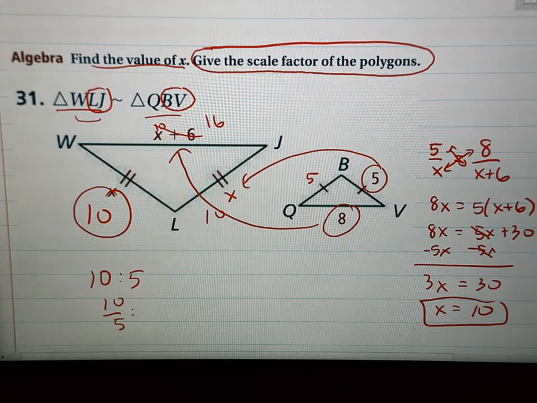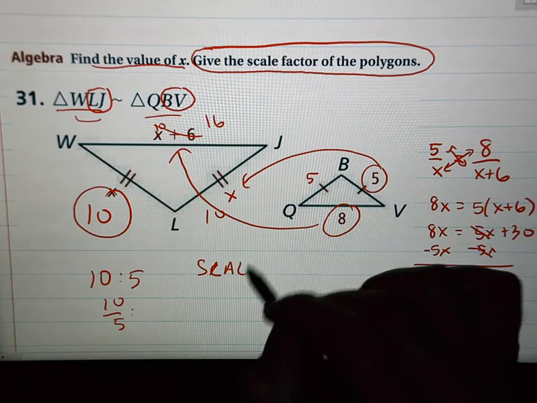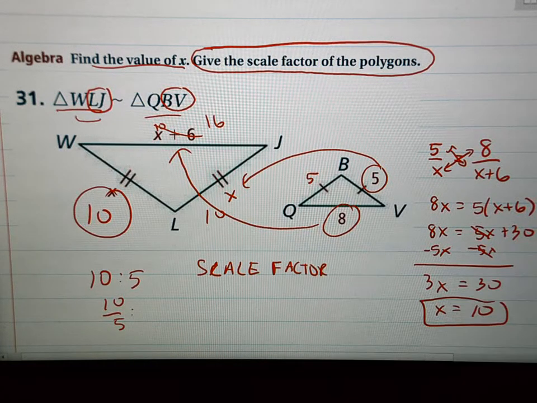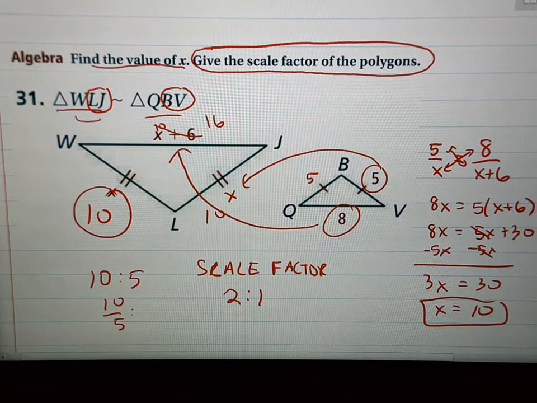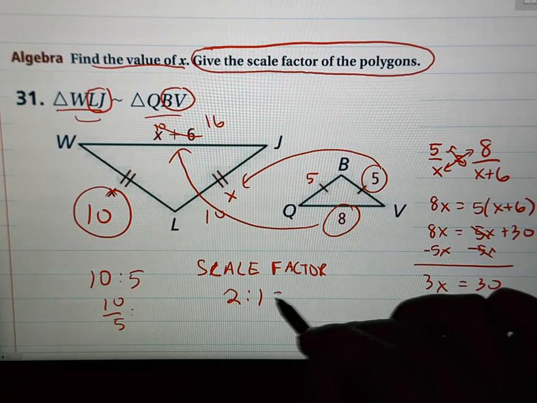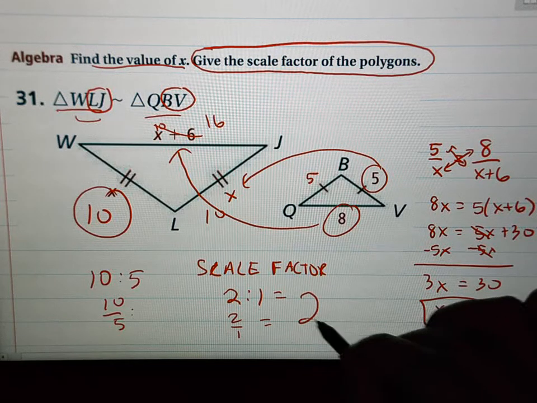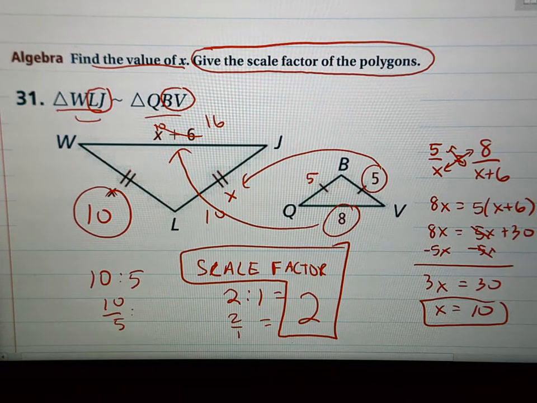Is that in simplest terms? Is that in lowest terms like I mentioned to you before? No. So the scale factor is 2 to 1, or simply, let me simplify that, 2 over 1 would also simplify just to 2. The scale factor is 2. That's twice as big as that one.